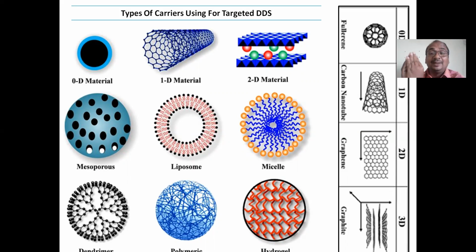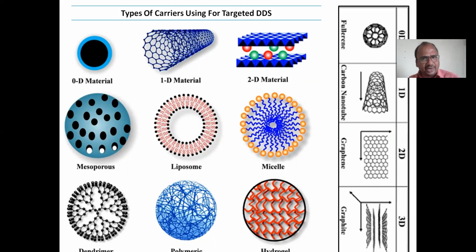So you have to take the drug and keep it in a carrier. These are special types of carriers, having the ability to reach only the problematic area. This is 0-dimensional, this is 1-dimensional, and these are 2-dimensional materials. Mesoporous, liposomes, micelles, hydrogel, polymeric nanoparticles, dendrimers. In dimensions: 0-dimensional, fullerene; 1-dimensional, carbon nanotubes; 2-dimensional, graphene; 3-dimensional, graphite. You have to write all these points in the examination along with the structures.